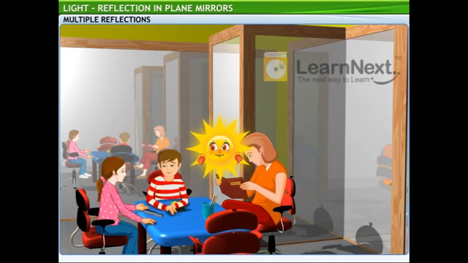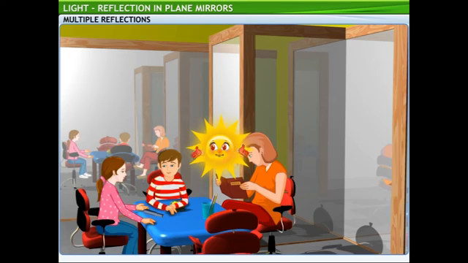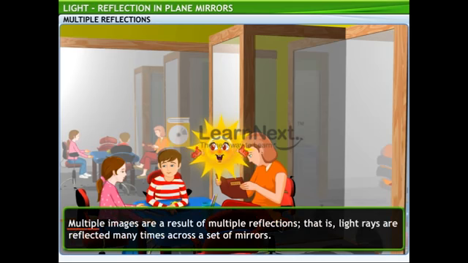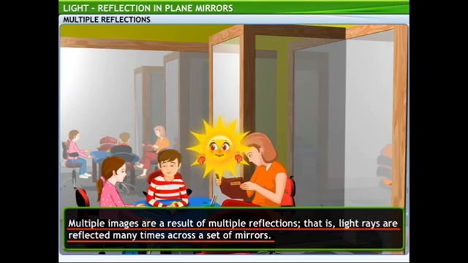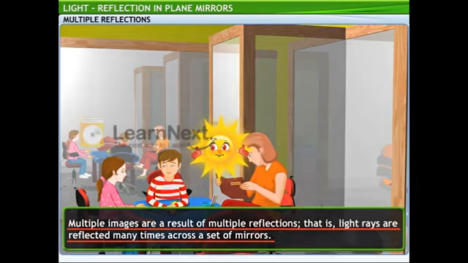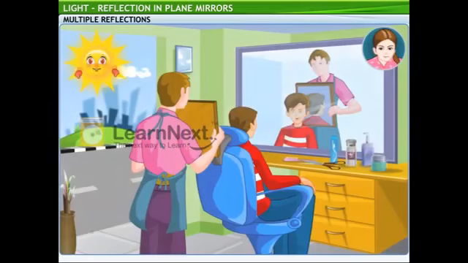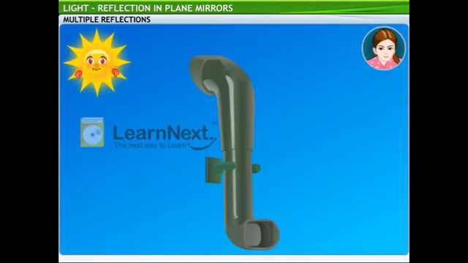Oh, how's that? Well, you can see innumerable reflections of yourself in these mirrored walls, right? A kaleidoscope utilizes the same phenomenon. Multiple images are a result of multiple reflections. That is, light rays are reflected many times across a set of mirrors. Some other examples of multiple reflections are found in mirror maze, saloon, periscope.